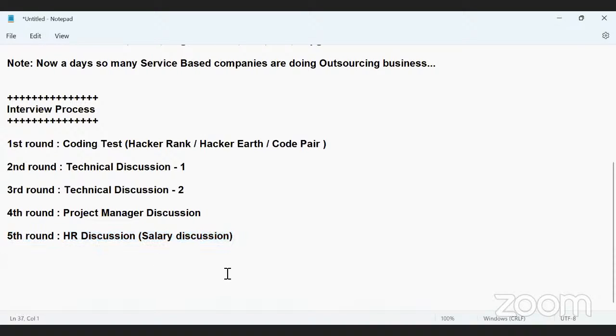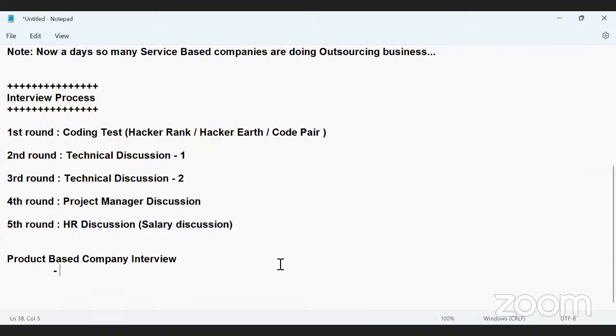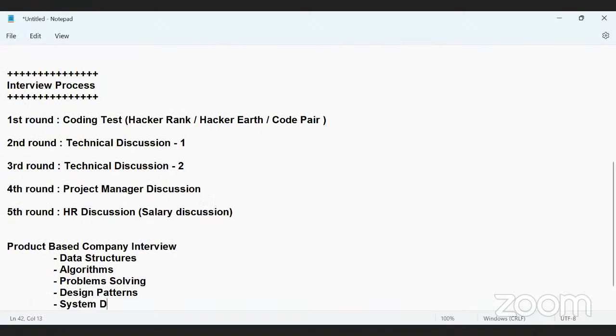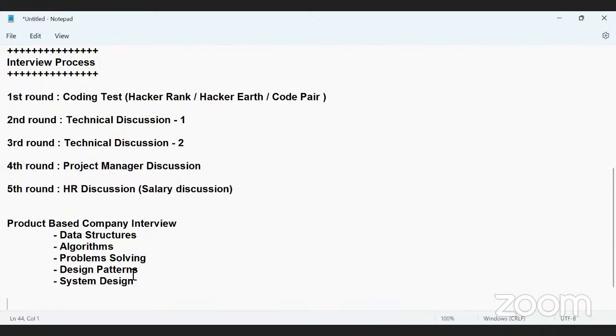Good. Now guys, when you go for a product based company interview, you need to prepare data structures, algorithms, problem solving, design patterns, and system design. These topics are very important when you attend an interview in a product based company.